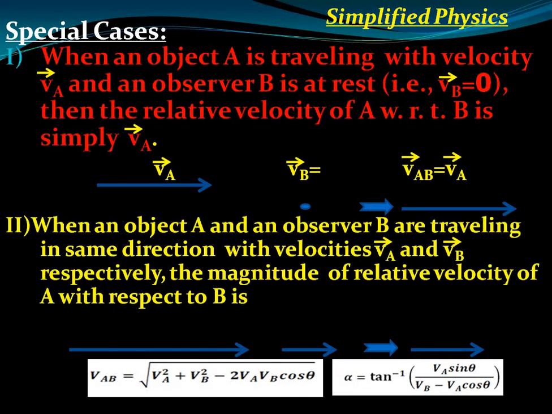When an object A and observer B are traveling in the same direction with the velocities VA and VB, in such condition the magnitude is simply given by VAB equals VA minus VB. Simply apply theta equals 0. If both observer B and object A are traveling in the same direction, the angle between them is 0. In such condition, the magnitude VAB equals VA minus VB, and the direction will be 0. Just apply this relation, find the direction, that will be 0.